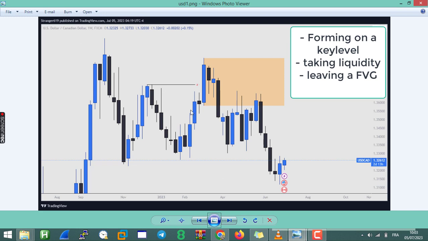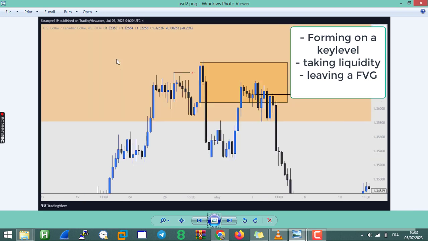Now let's go to the 4-hour chart. This big rectangle right here is the weekly order block. Now when we go to the 4-hour chart, you can see that there is another order block forming right here, and the first factor is forming on a key level. The key level is the order block on the weekly chart. So this is the key level.